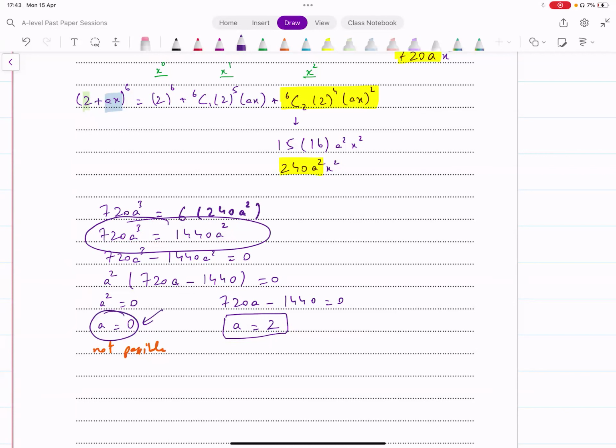In this question, however, since the value of a cannot be 0, it would have been okay even if you were to cancel a square out in this case like this. You could say it's 720a cubed divided by a square equals 1440, and that would work. A square will get cancelled with power 2 in the numerator, and you would just be left with 720a equals 1440 with a being equal to 2 only because the value of the constant a cannot be 0 here. That's why you can do the cancellation. But the proper way of doing this would be like this, by bringing all the terms to one side, taking a common, and then writing down two possible answers.